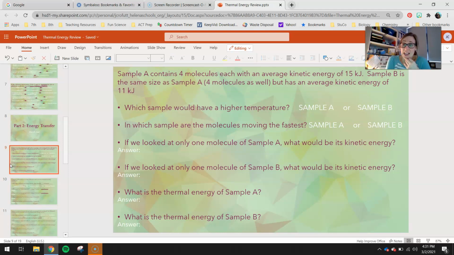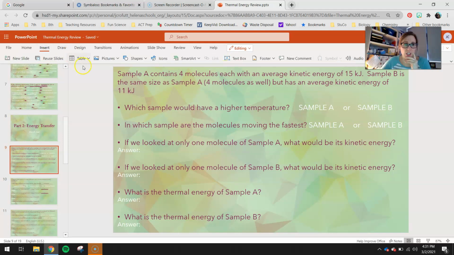Sample B has the same size, so 4 molecules as well, but has an average kinetic energy of 11 kilojoules. So you would either do 11 X's in each of the 4 molecules of sample B, or 11 energy cubes, whatever the case. Which sample would have a higher temperature?